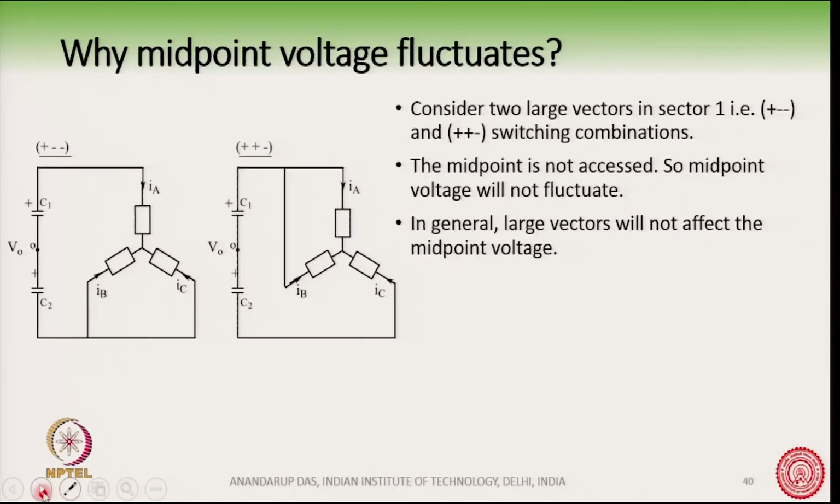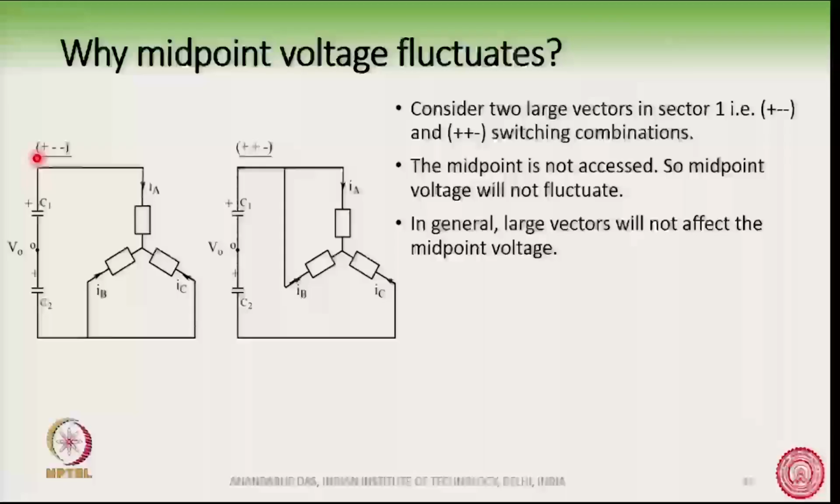Now, let us see the large vectors. In that sector there are two large vectors, plus minus minus and plus plus minus. When you apply any large vector, the midpoint is not accessed. You can take the example of plus minus minus.